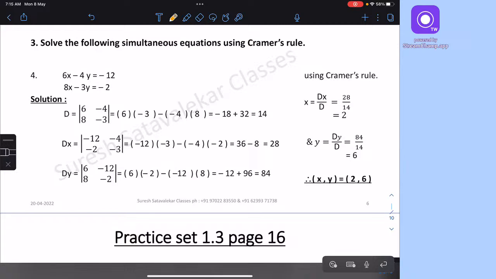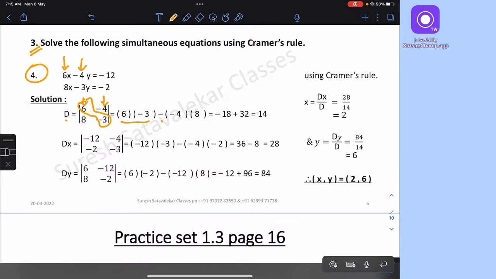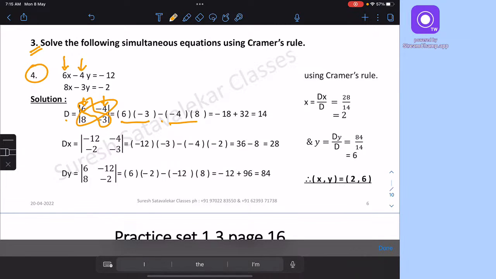Now from question number 3, let us solve sum number 4. 6x minus 4y is equal to minus 12 and 8x minus 3y is equal to minus 2. First we write d. D is the determinant of the coefficients of x and y. So first column is 6, 8. Second column is minus 4, minus 3. We have to expand. 6 and minus 3 will multiply first. Minus 8 and minus 4 will multiply here.